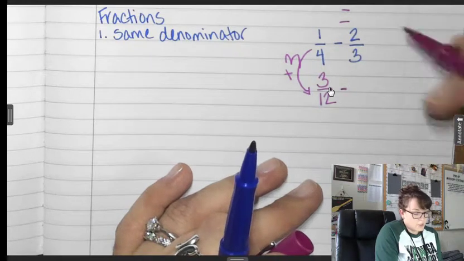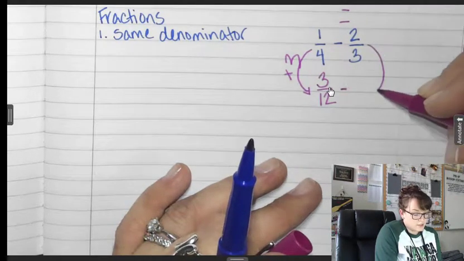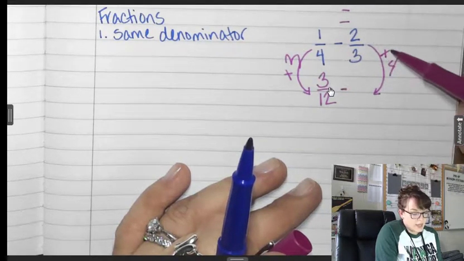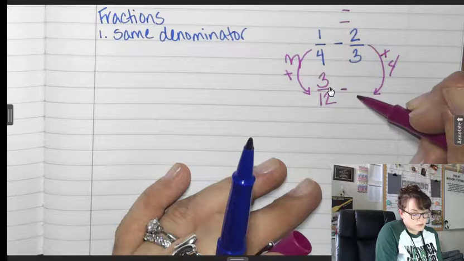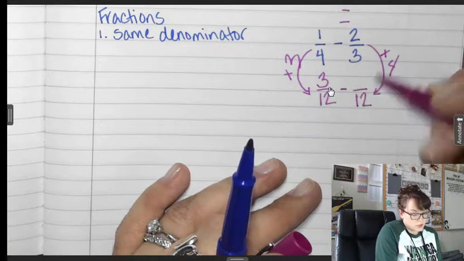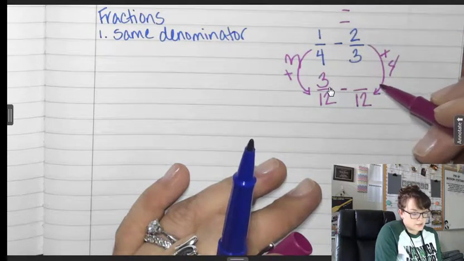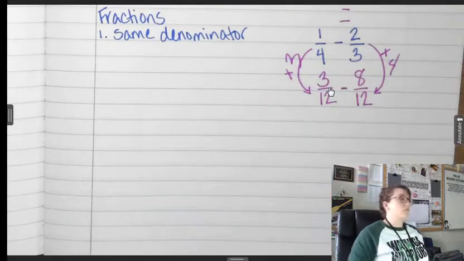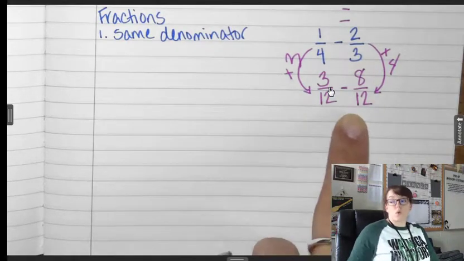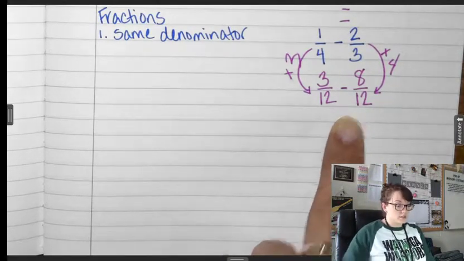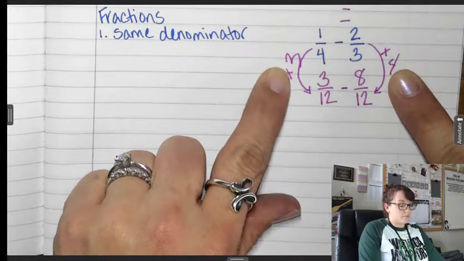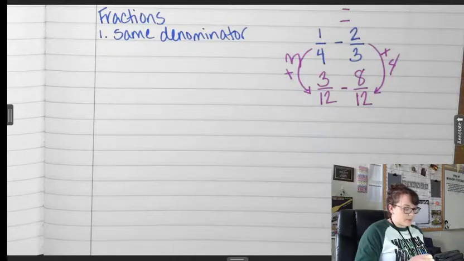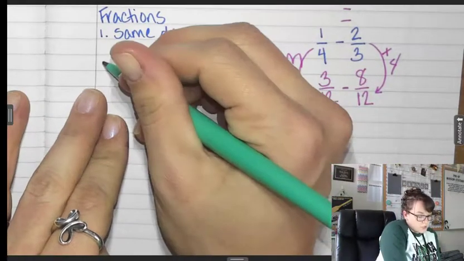Still minus. What do I have to do to 3? So this is a times 4 portal over here. 3 times 4 is 12. 2 times 4 is 8. Our denominator is important, yes. So these numerators don't have to be the same. This is what's important. So that's same denominator. Check.